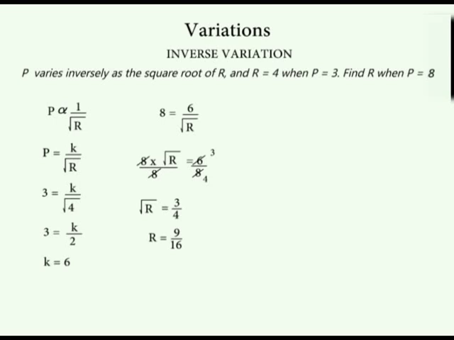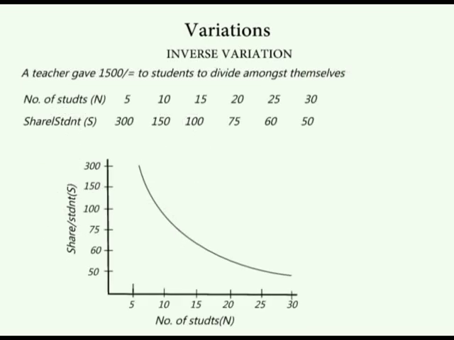When two inversely proportional quantities are plotted, the graph appears as is on your screen. The curve approaches both axes but does not touch them. It is said to be asymptotic. This graph does not have a constant gradient.